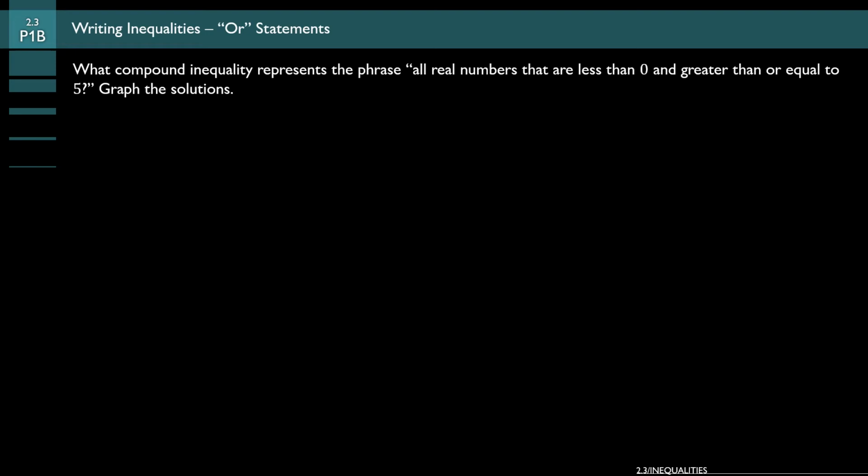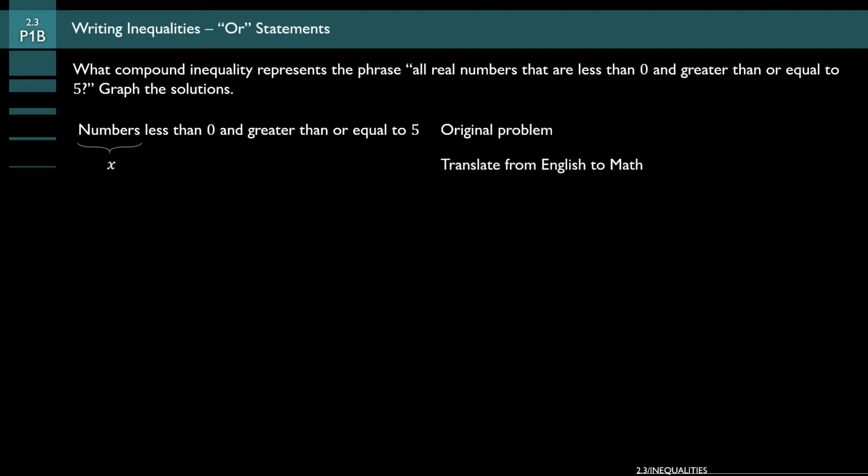So what compound inequality represents the phrase all real numbers that are less than 0 and greater than or equal to 5? And again, graph the solutions. So take your original problem, numbers less than 0 and greater than or equal to 5, and break it down. So numbers is going to be represented by x, less than, so a less than sign, pull down the 0, and greater than or equal to 5.